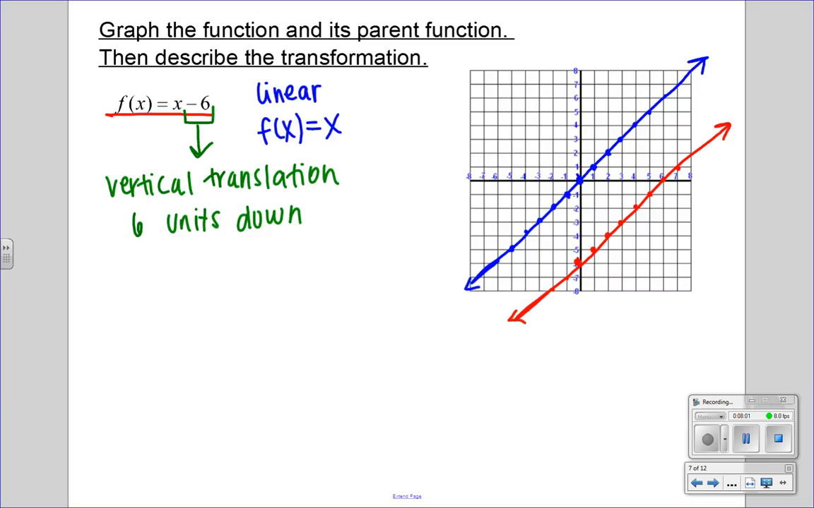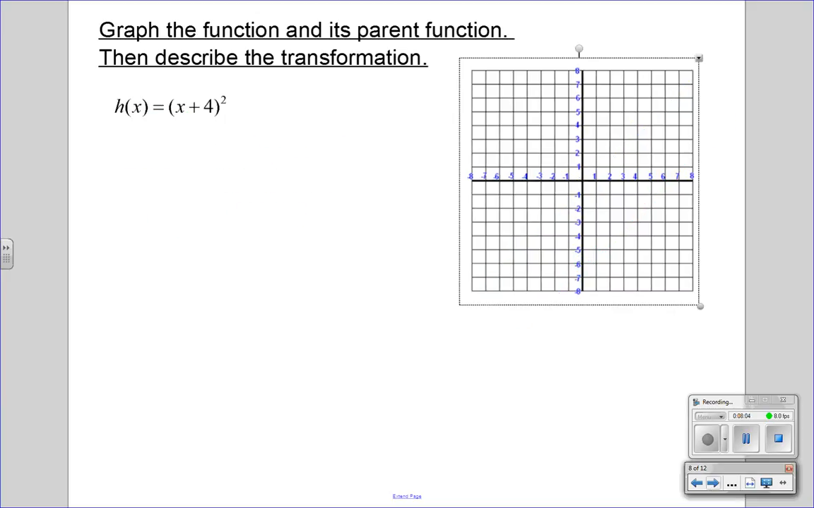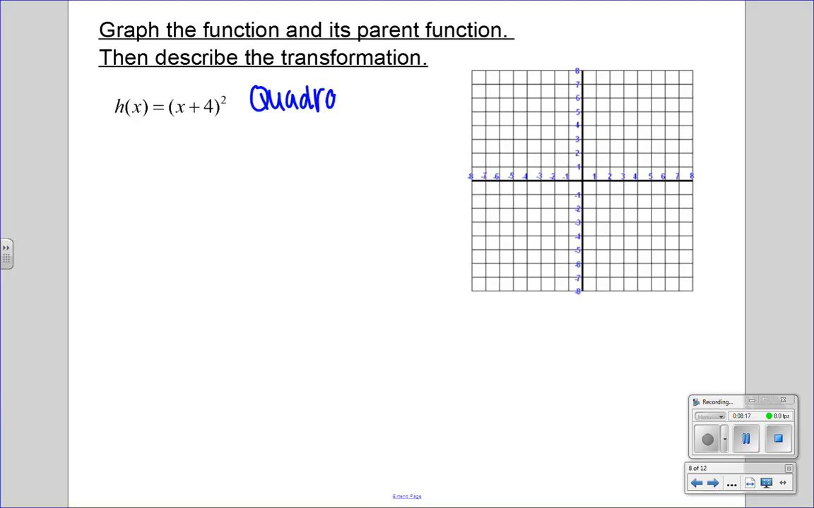Okay, so let's do another one. Okay, we have the h of x equals the quantity x plus 4 squared. Now this one is a quadratic parent function. So this is a quadratic. And our quadratic is going to be the f of x equals x squared. And we're going to be drawing parabolas for this one.